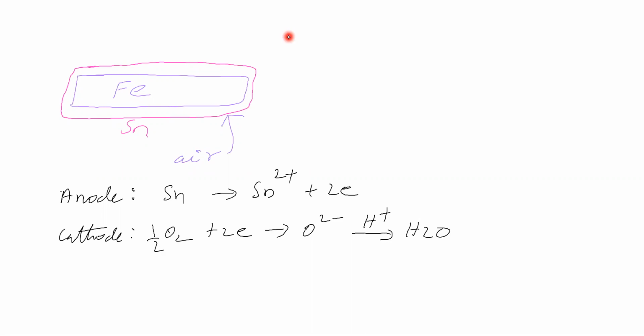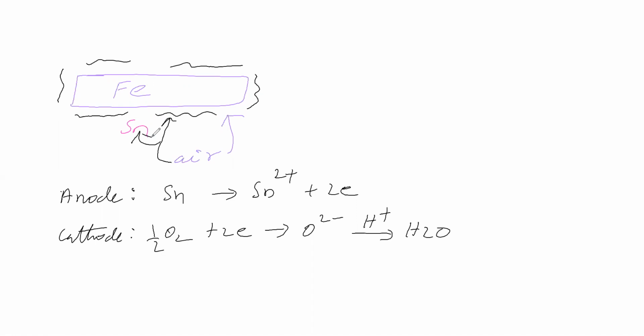Next we will see what will happen if scratching takes place. Suppose there is scratching of the tin. Now, due to scratching, air is in contact with the tin as well as the iron.